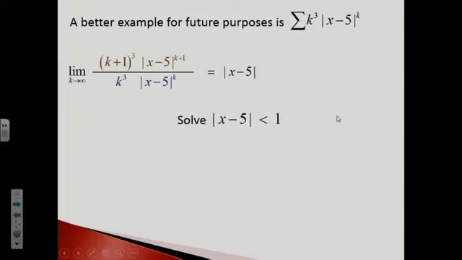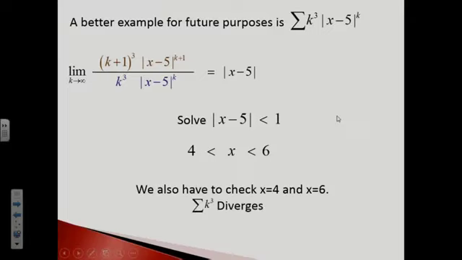The series converges when this limit is less than 1. Solving the absolute value of x minus 5 less than 1 gives x greater than 4 and less than 6. The series converges for all x greater than 4 and less than 6. When x equals 4 or x equals 6, the series becomes sigma k cubed, which diverges by the divergence test. So the values of x for which the given series converges is the open interval from 4 to 6.